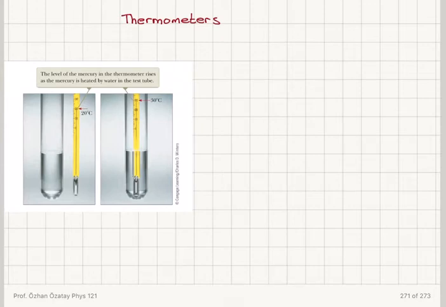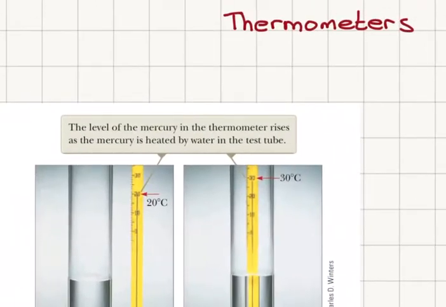Let's talk about how to measure temperature. For this we use a device called a thermometer, and the thermometer measures the temperature of a system based on a physical property that varies in a very well defined way with temperature. So we call that parameter the thermometric parameter.